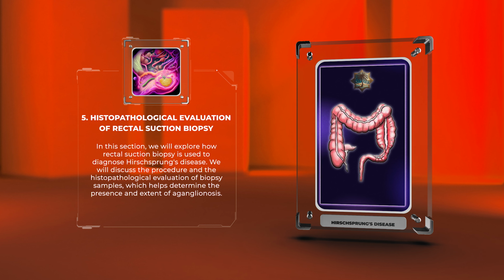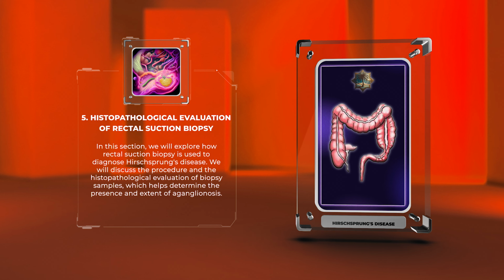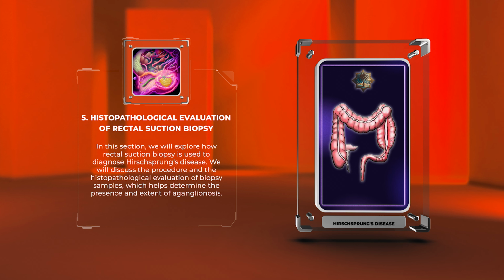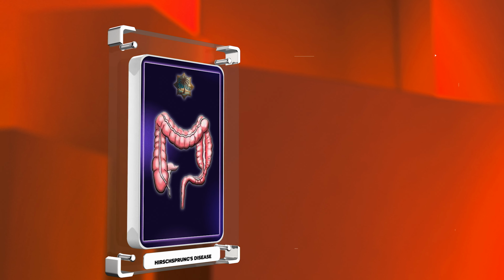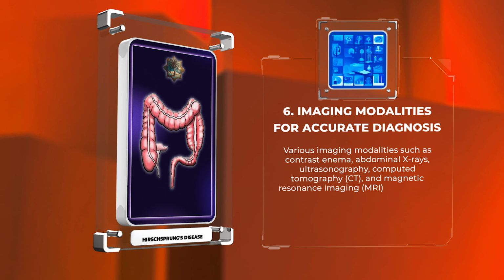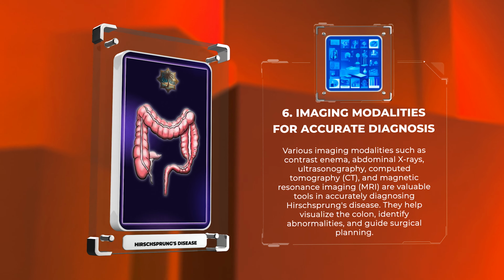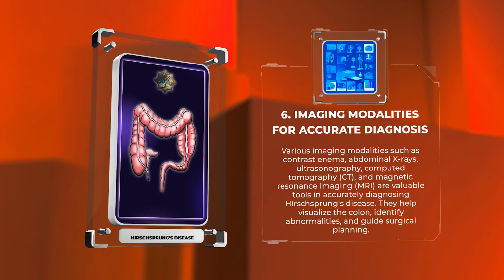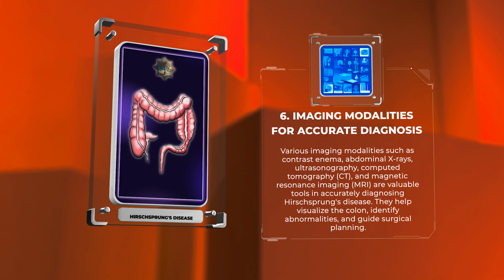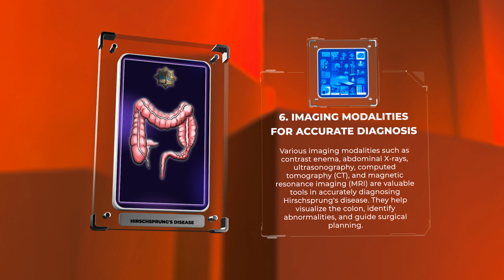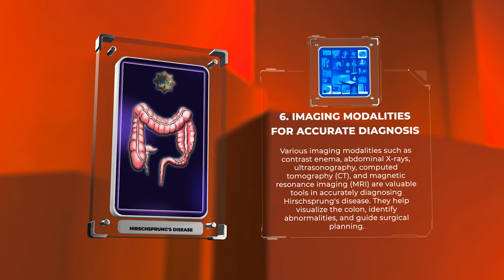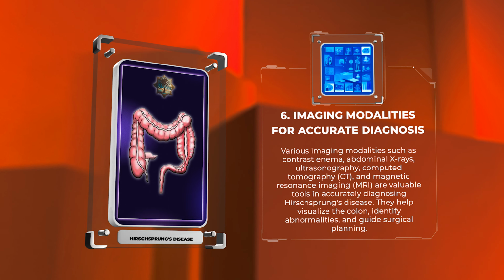We will discuss the procedure and the histopathological evaluation of biopsy samples, which helps determine the presence and extent of aganglionosis. Various imaging modalities such as contrast enema, abdominal X-rays, ultrasonography, computed tomography, CT, and magnetic resonance imaging, MRI, are valuable tools in accurately diagnosing Hirschsprung's disease. They help visualize the colon, identify abnormalities, and guide surgical planning.